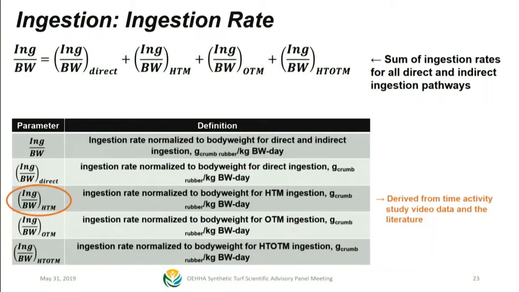So next is the ingestion rate for hand-to-mouth activity. So this represents crumb rubber particles that are ingested after the hand comes in contact with the field and then touches the mouth. These values are derived from the literature and video data from the exposure study.